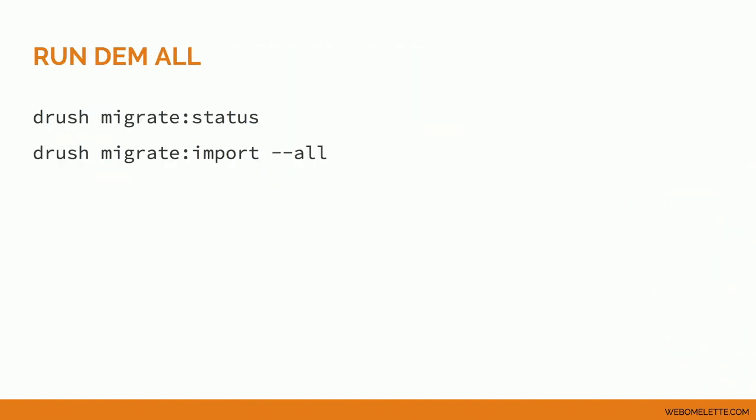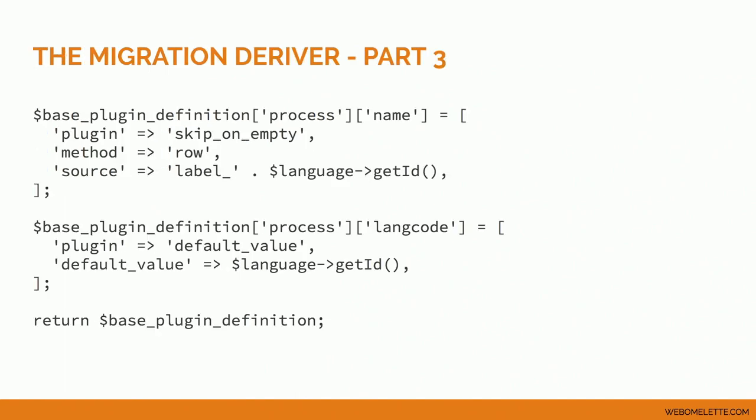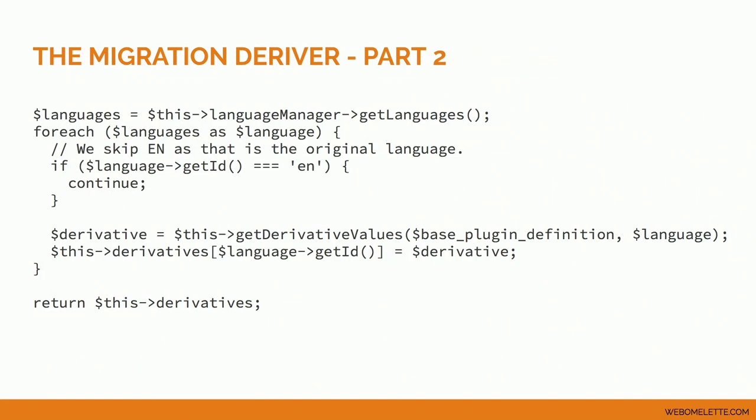Now we can clear the cache and run the status. If we run our status, we will see two migrations for our data source, because we have two languages. So we have the original categories migration, and then we have the categories_translation:RO, with the ID of the language which I specified here.